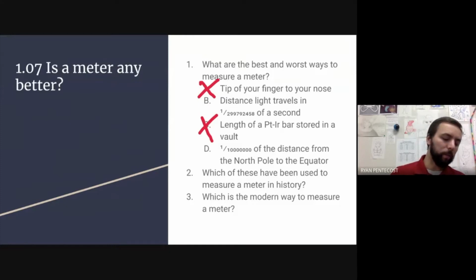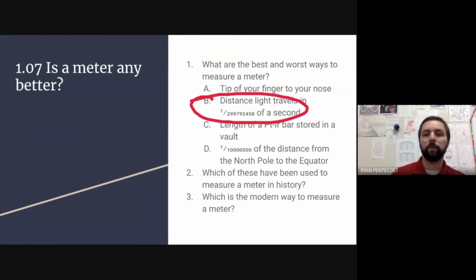And next we had 1/10,000,000th of the distance from the North Pole to the equator. I don't know about you guys, but I don't want to measure the North Pole to the equator anytime I need to estimate a meter. So the best option we have so far is the distance light travels in a fraction of a second.